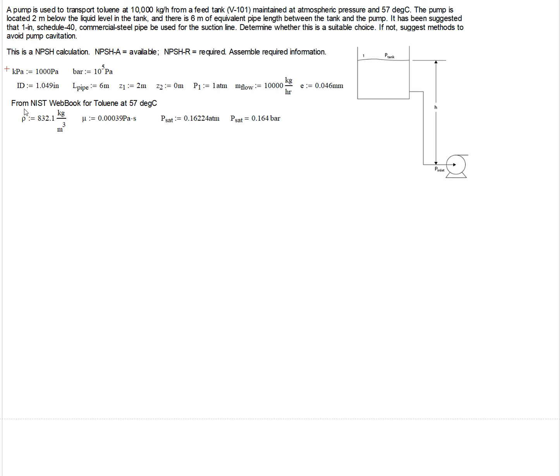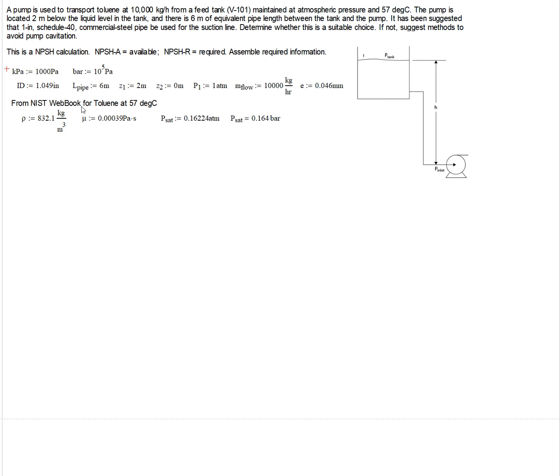So we've got our given information as far as the physical setup of our system. Again, remember we're dealing with Schedule 40 pipe, so the nominal diameter is different from the actual inner diameter. 10,000 kilograms per hour, so pumping a significant amount through here. And what we need to do is find the properties of toluene: the vapor pressure, in addition to the density and the viscosity.